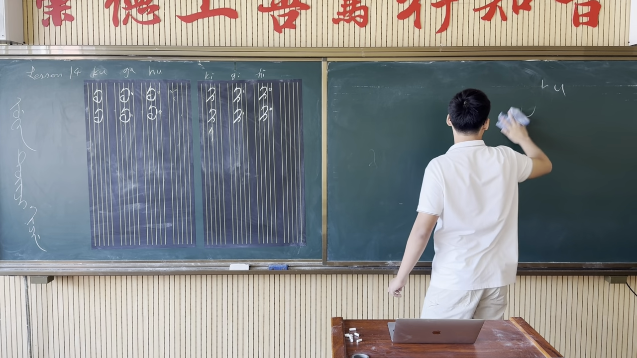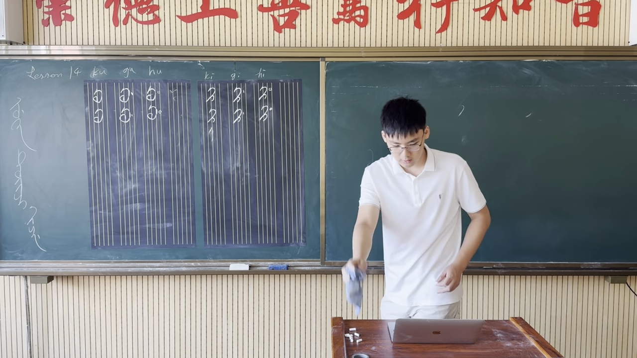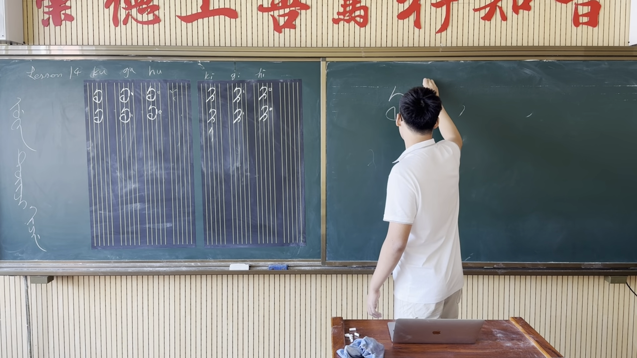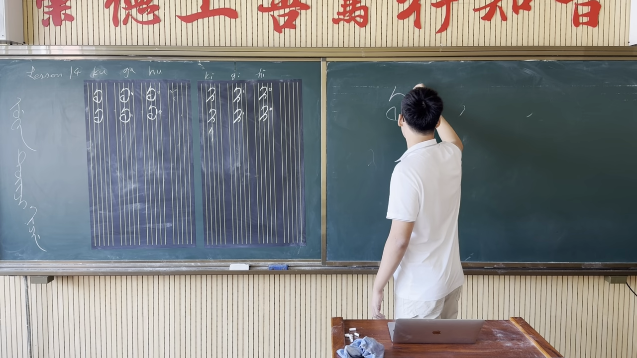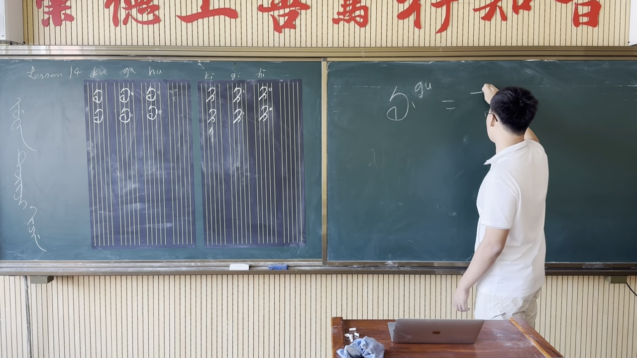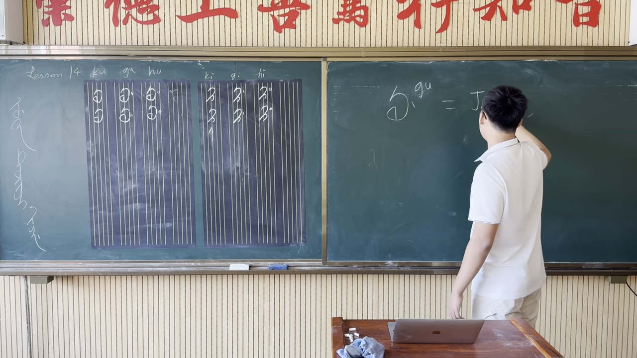Now moving on to the vocabulary. Gu means jade. Alright?